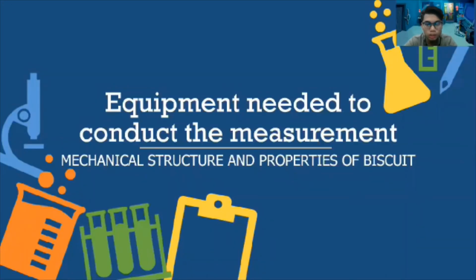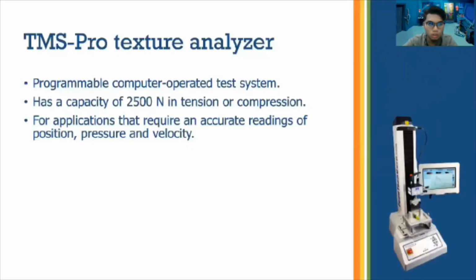So, let's see the equipment needed to conduct the measurement of mechanical structures and properties of biscuits. There are two types of equipment that we use to conduct the measurement method. First, the TMS Pro Texture Analyzer. The TMS Pro is a fully programmable computer-operated test system for the laboratory environment. It has a capacity of 2,500 Newton in tension or compression, so it can handle the most challenging of applications.